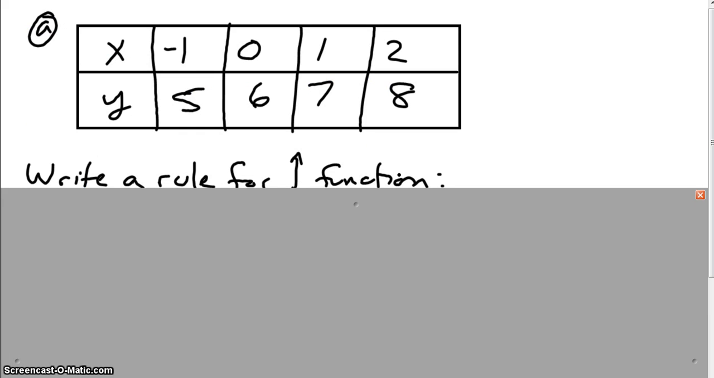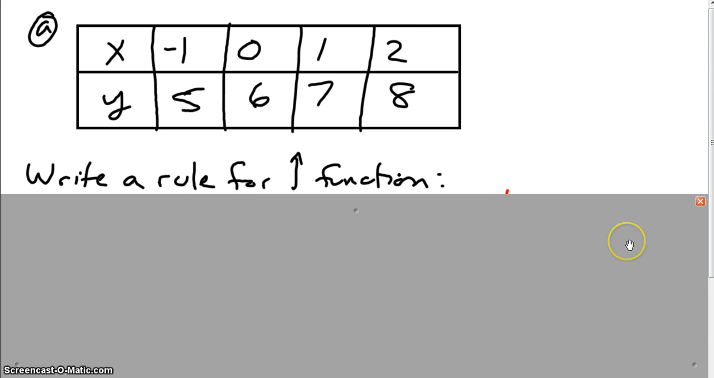Okay, so we're going to write a rule for this function. Here's a table. We have 4 ordered pairs. We're going to write the rule for this. So you're going to have to take it down, freeze it, take it down.